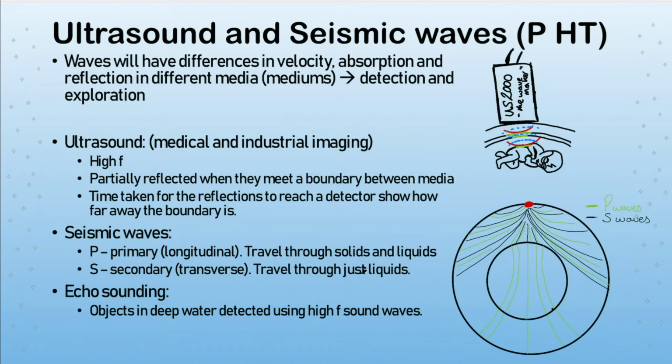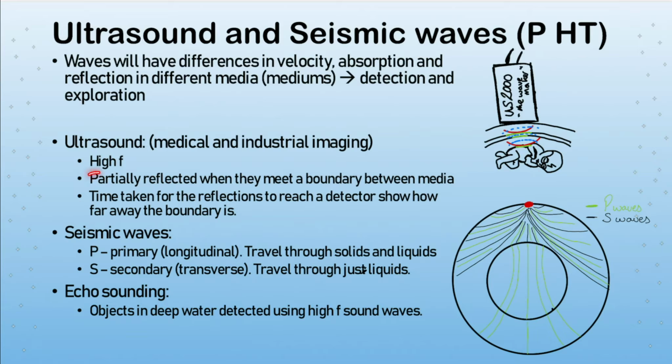So waves will have differences in velocity. This is a physics and higher tier topic only. They will have differences in velocity and absorption and reflection in different media or mediums. So media basically are different materials, so be it in air or in liquid or in bone, in blood compared to tissue fluid, compared to muscle tissue, compared to fat tissue. It will cause a difference in velocity. And the reason I bring up these different types of tissues is because ultrasound is commonly used in a medical type of imaging. It's also used in industry for examining defects in materials and in metals and things like that. But they're most commonly thought of as being used in medicine.